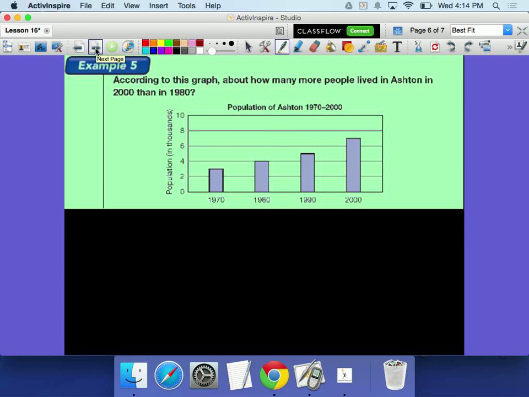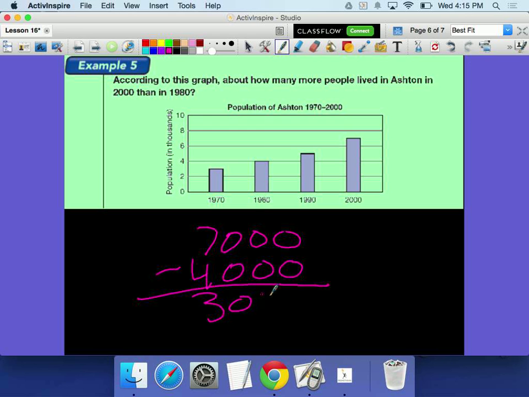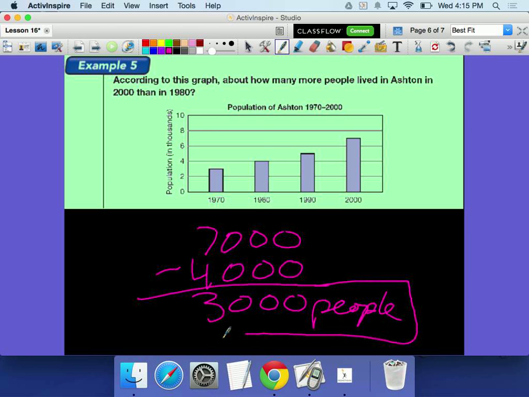Example 5 says, according to this graph, about how many more people live in Ashland in 2000 than in 1980. Well, in 2000, there's about 7,000 people. In 1980, there's about 4,000 people. If I subtract, I get about 3,000 people. So there's about 3,000 more people in 2000 than in 1980.